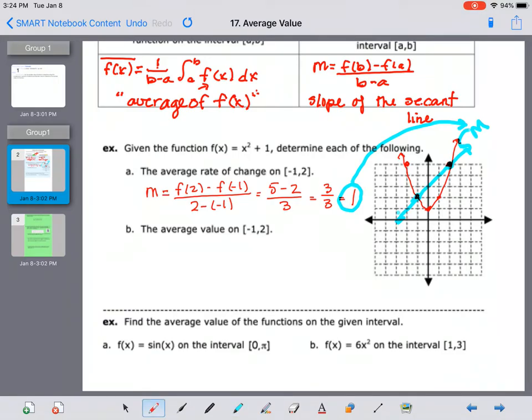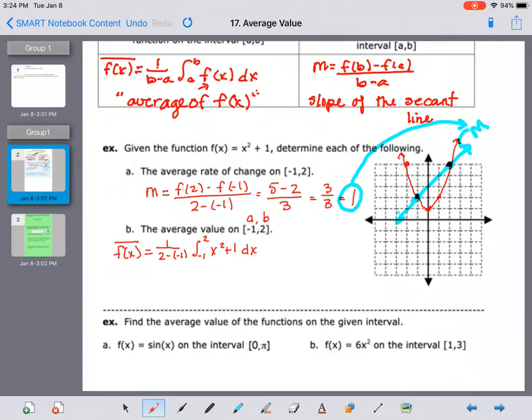So if we think about the interval from -1 to 2, to find the average y value, we're just going to plug it into the formula where this, of course, is a, and this, of course, is b. So we're just plugging into the formula. It's something like our slope formula: 1 over b minus a, the integral from a to b of the function that we're dealing with. So in this case, x squared plus 1 dx.